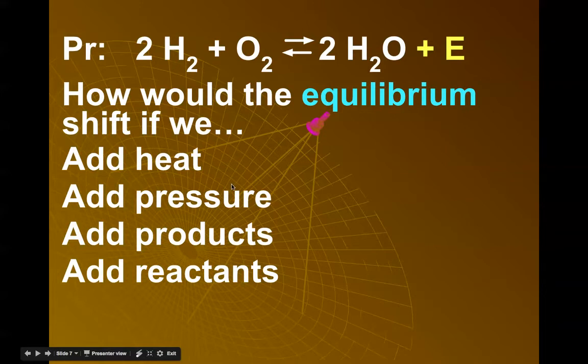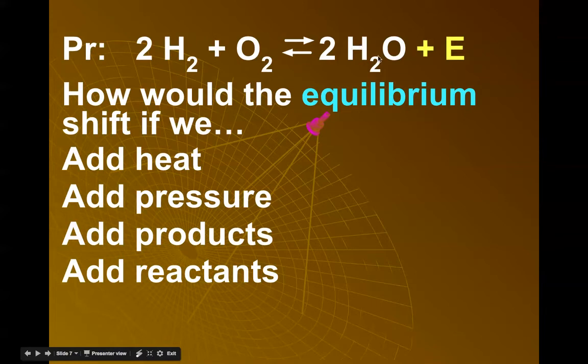Adding pressure would shift this system to the right. If we count up the molecules on the reactant side, we've got 2 hydrogens and 1 oxygen. That makes 3 compared to 2 here. Do not count energy, as that is not a molecule, it's not a substance. It's just energy, or heat. So 3 on the left, 2 on the right. Adding pressure would shift the equilibrium toward the products to the right.